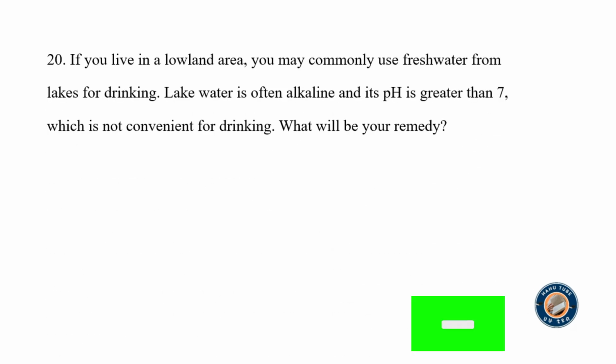Question number 20. If you live in a lowland area, you may commonly use fresh water from lakes for drinking. Lake water is often alkaline and its pH is greater than 7, which is not convenient for drinking. What will be your remedy?